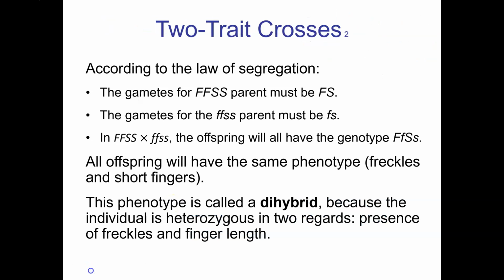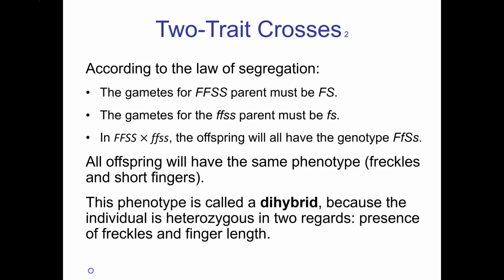According to the law of segregation, the gametes for big F, big S are going to be big F, big S. That's all they can produce. And the gametes for little f, little s will be little f, little s. That's all they can produce.